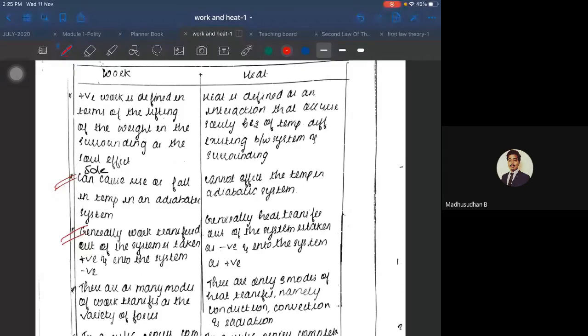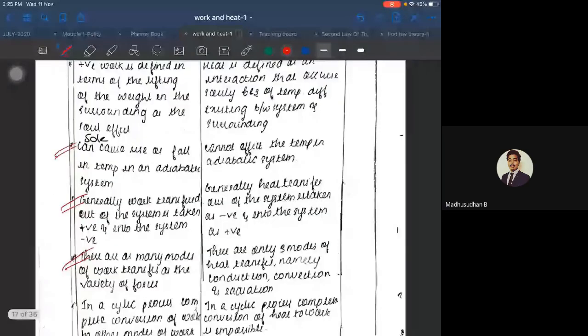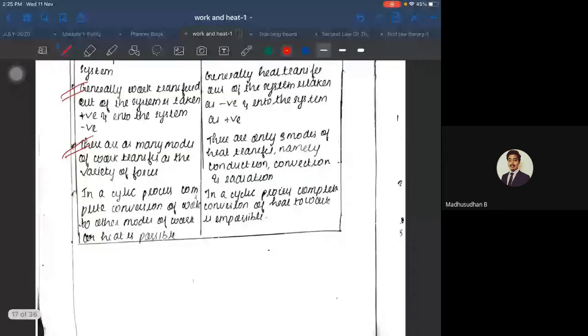Generally, work transferred. We have already discussed this. Okay, fourth point to read. There are many modes of work transfer.